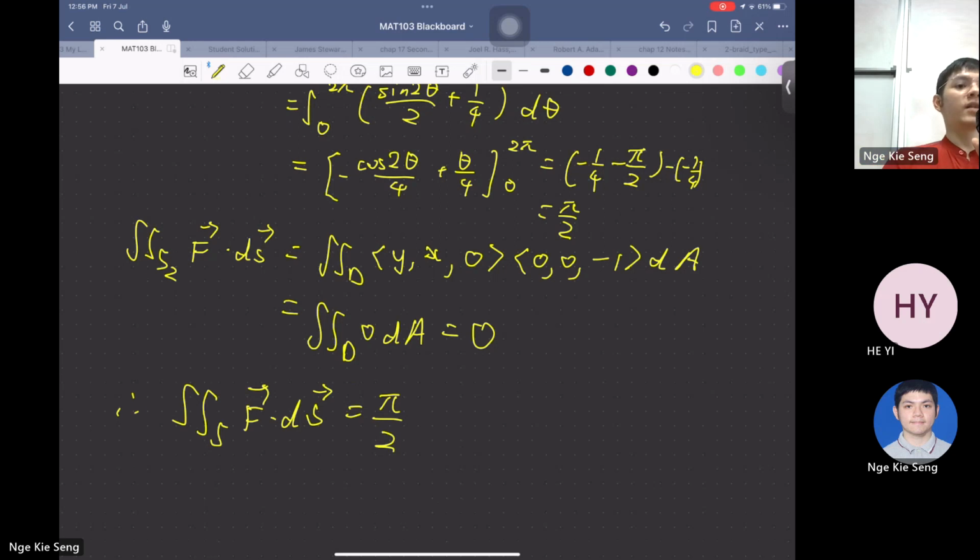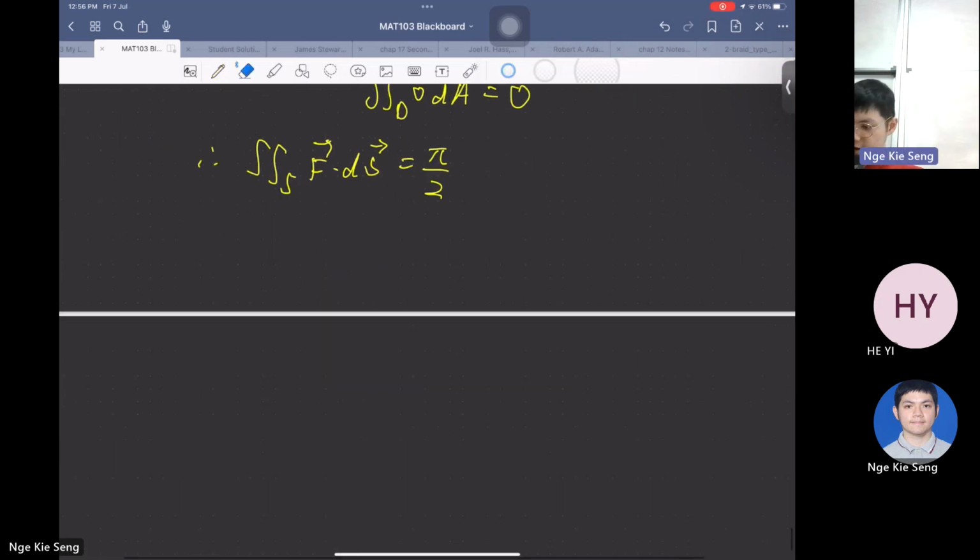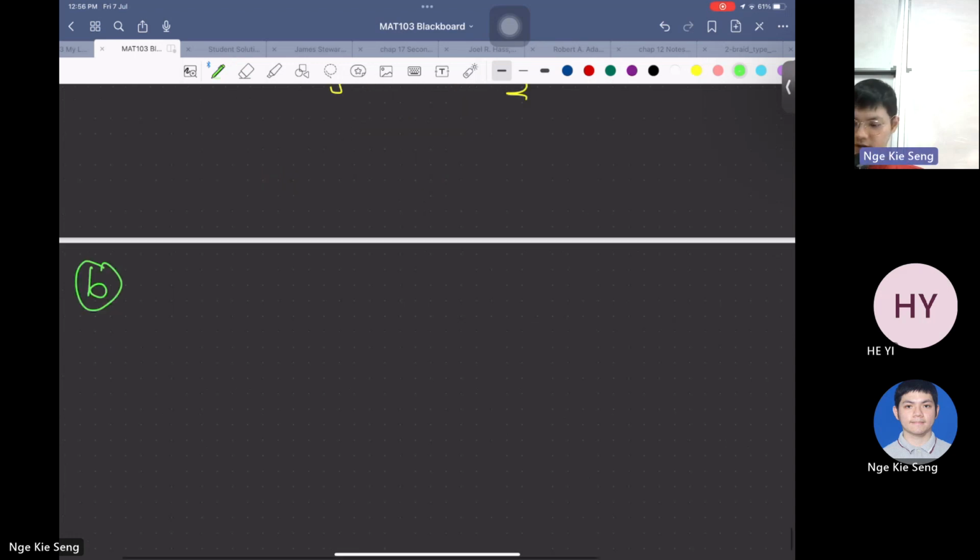You see, we went through so many steps. So let's see if we can do it more easily using the divergence of F. Let's start with the expression first, doing a triple integration over the solid bounded by our surface.